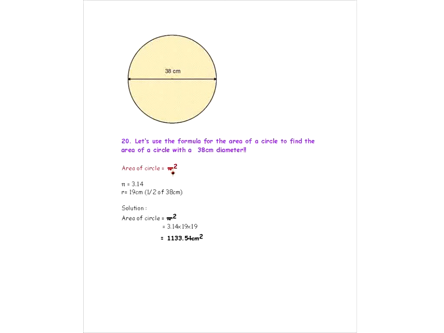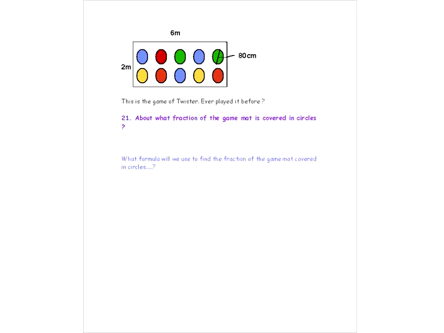So here's the math. Pi times 19 times 19 gives us this answer as the area. Remember, it's going to be centimeters squared. Area is always something squared. And always make sure when you put down your answers that you put the units. Centimeters squared, meters squared, units squared, whatever it is.